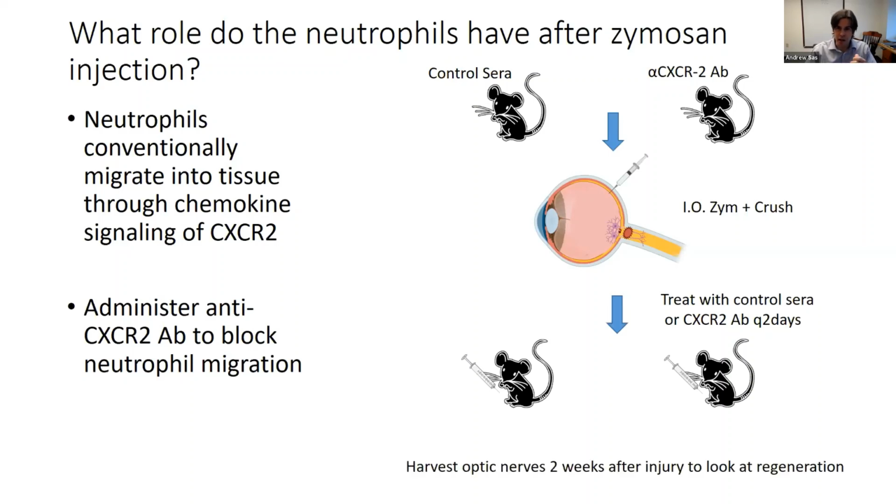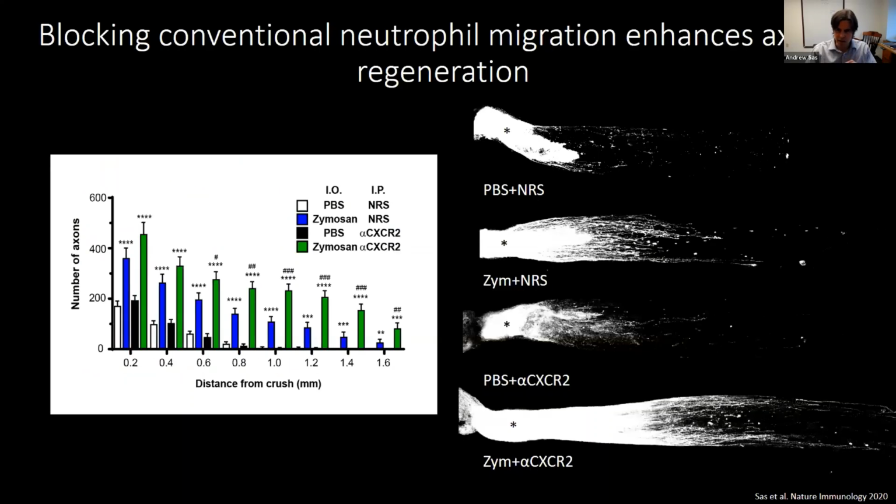After 2 weeks of treatment, we harvested the optic nerves and looked at the amount of regeneration that occurred. On your right, you can see representative CLARITY images of nerves that were injected with cholera toxin, tracing the axons.